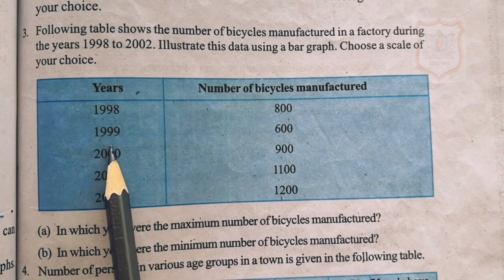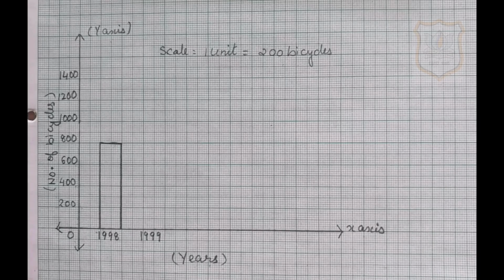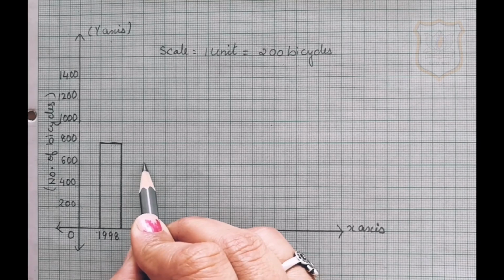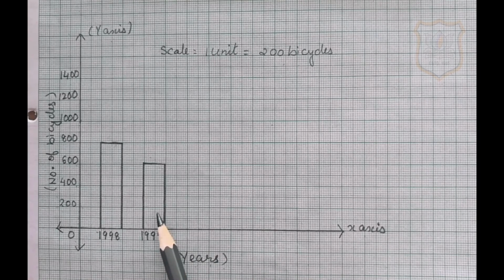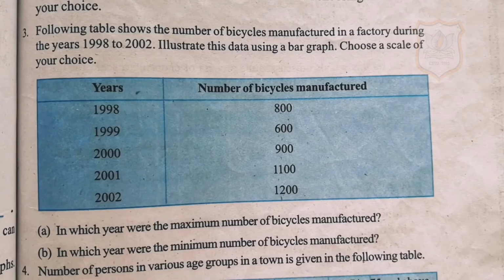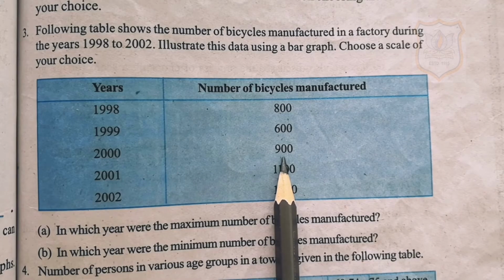The year 1999, 600 bicycles were manufactured. Now the next year is 1999. 600 bicycles were manufactured in this year. This much is 200, this is 400, and this much height will represent 600. So in this way we will draw a vertical bar which will represent that 600 bicycles were manufactured in the year 1999. In the year 2000, 900 bicycles were manufactured.